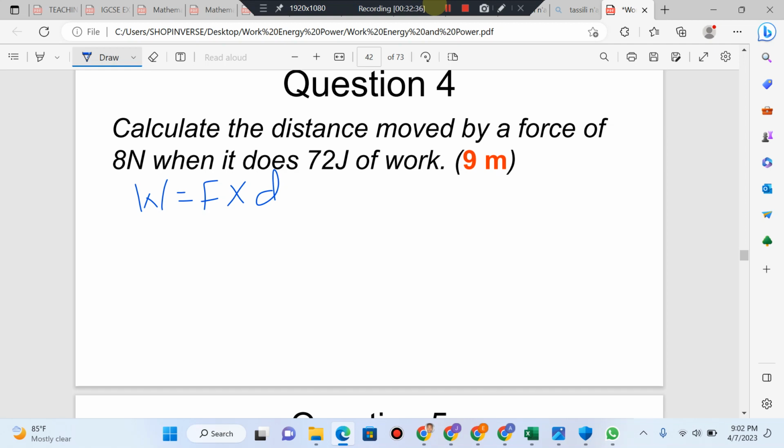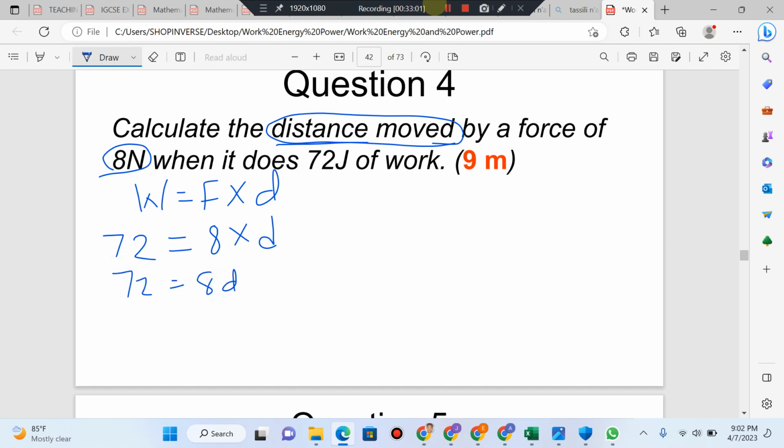You can pause this video and solve it, please. What is the work? Work is 72 joules. So we write 72 is equal to, what's the force? Force is 8 Newton. 8 multiplied by, what's the distance? You have to calculate the distance. The distance is not given, so we write D here. That means 72 is equal to 8D. You can also write it as 8D is equal to 72.